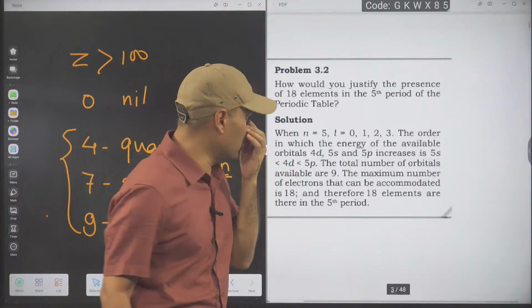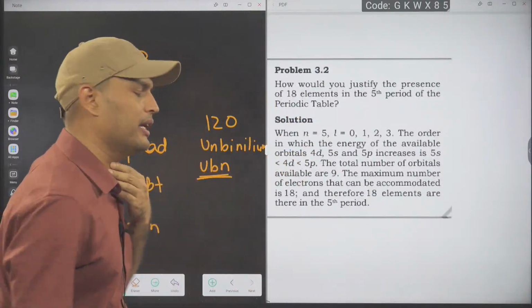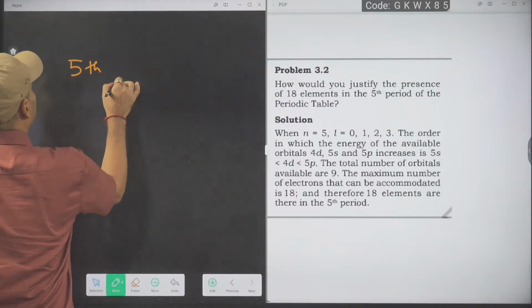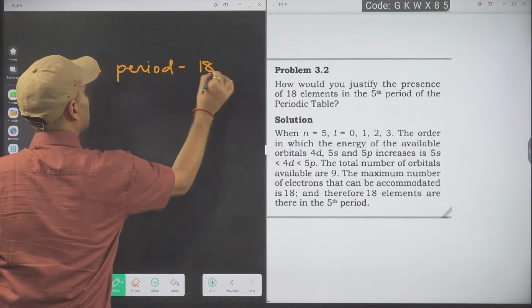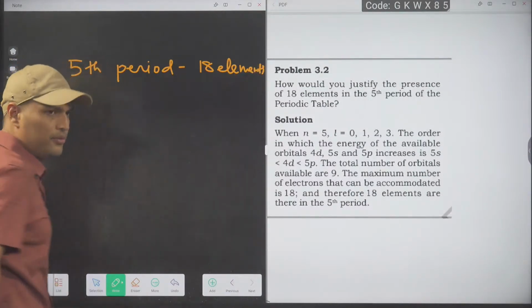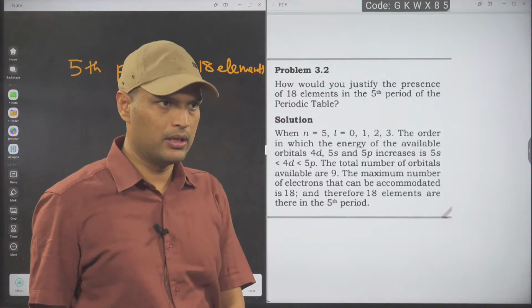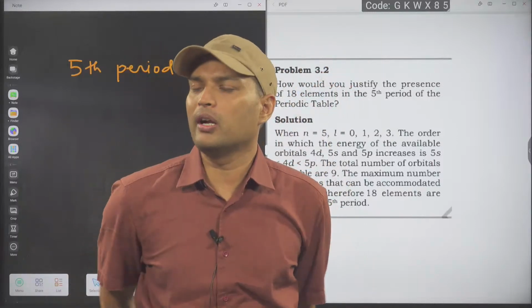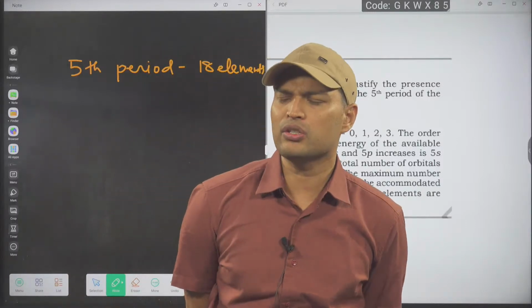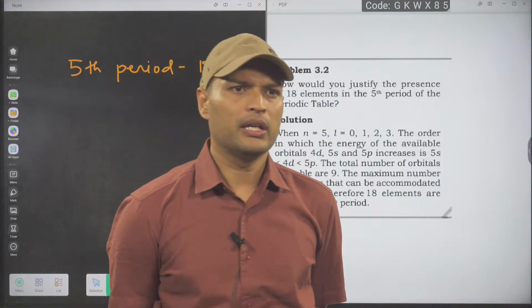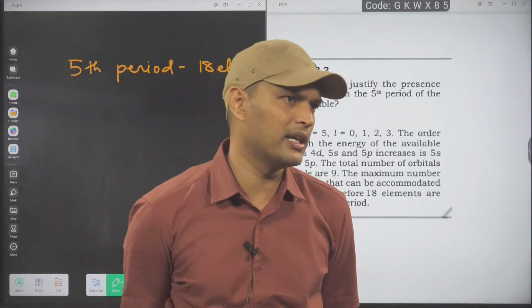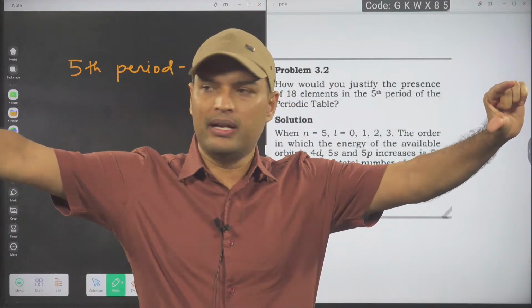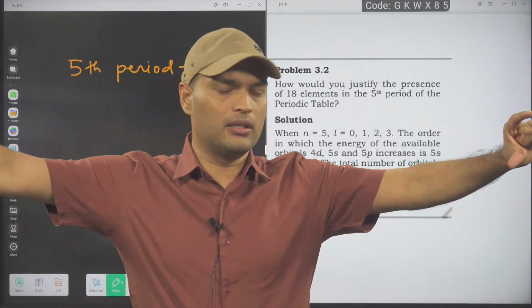Done. Next question, they are asking you, tell me how you can prove that the fifth period has 18 elements. For this question, how to solve it? First of all, you should think about the periodic table. After studying this much, at least you know the basic idea. First seven periods are there. Then from the fourth period, full 18 elements. Fifth period, 18 elements.